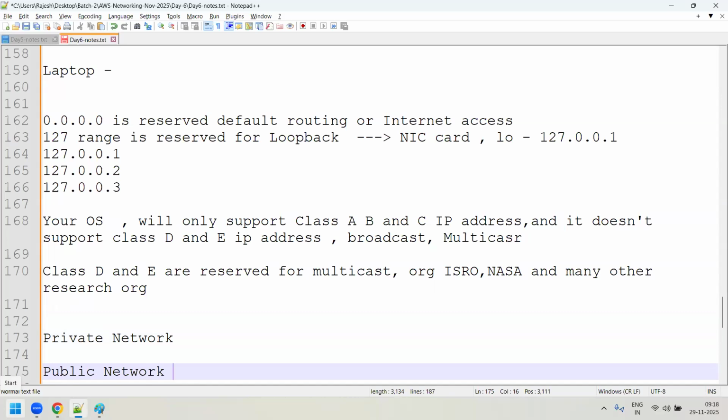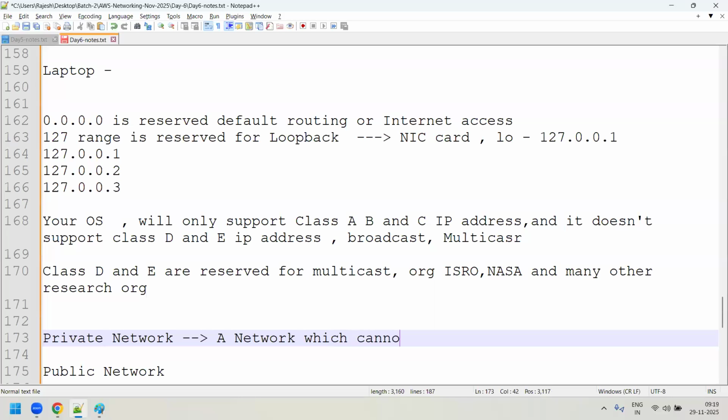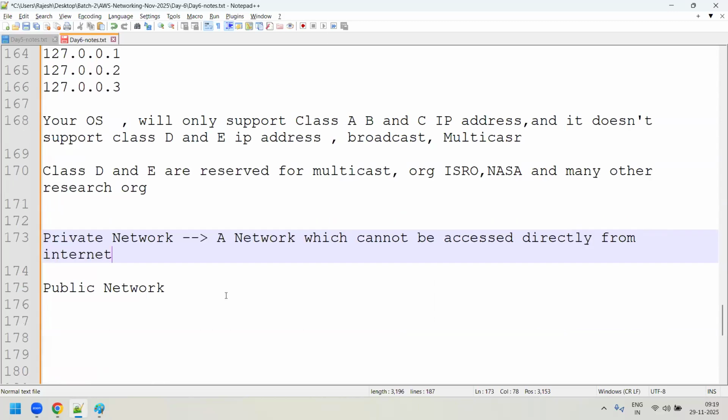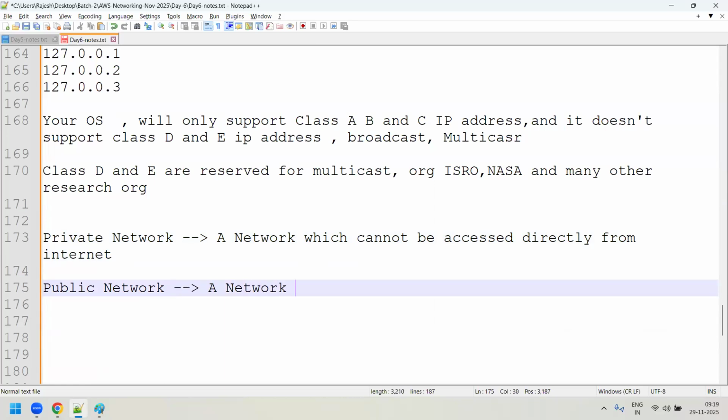So guys, what does private IP address mean? A private network means a network which cannot be accessed directly from the internet. We call that a private network. A public network is a network which can be accessed from the internet. Am I clear on this, sir?